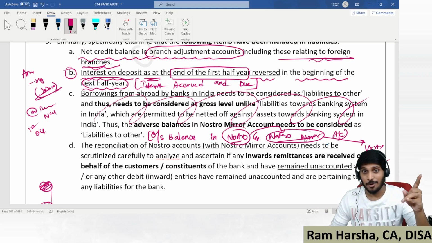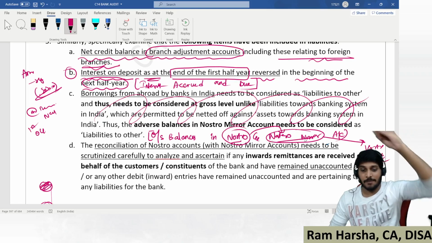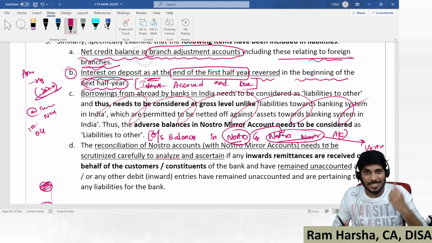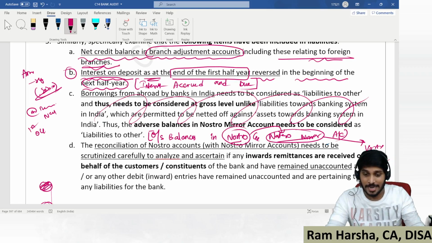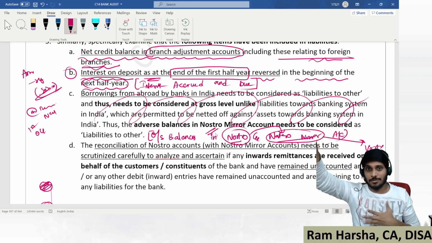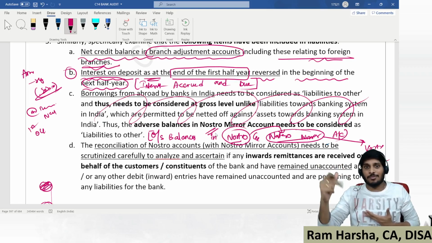Now, when the customer deposits money in the nostro account, which is an inward remittance, naturally for me it's a liability to the customer, right? That has to be considered. Now Bank of America is maintaining my nostro account, so in Bank of America's books of accounts, it is SBI Nostro. In my SBI books, I will have a Bank of America account. That Bank of America account is nothing but a mirror account.